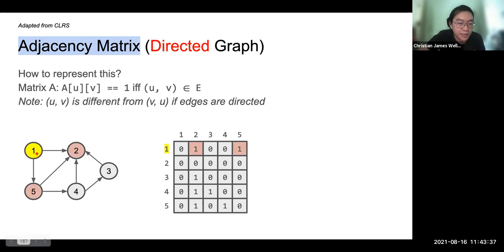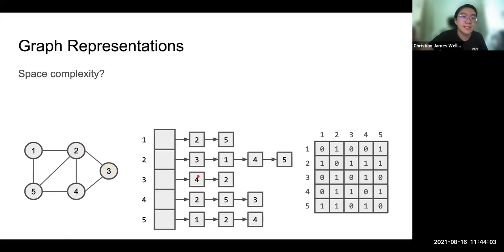So for example here, 1 is still pointing to 2, 1 is still pointing to 5, so I set it to 1. But right now, I cannot say 2, 1 is in the set of edges, right? Everything is pointing towards 2. 2 doesn't go outwards. So this row is empty. Okay, 3 is pointing to 2 only, and so I set this value only to 2. Okay, I hope this makes sense.